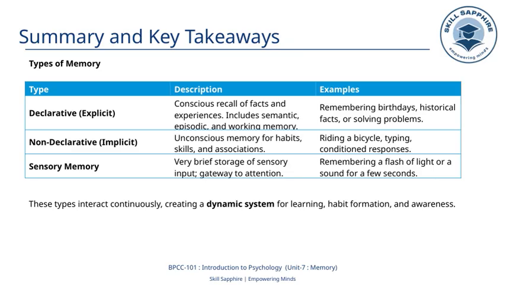Then there's non-declarative or implicit memory. This is more about unconscious memory, habits, skills, and associations that we perform automatically. For example, riding a bicycle, typing on a keyboard, or conditioned responses all fall into this category. We also have sensory memory, which is a very brief storage of sensory input. It acts as a gateway to our attention, like when you catch a flash of light or a sudden sound, and then it quickly fades away.